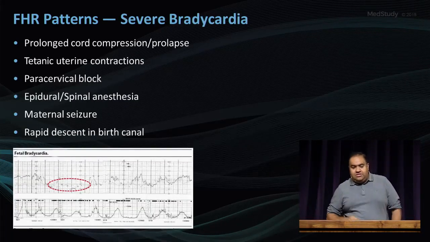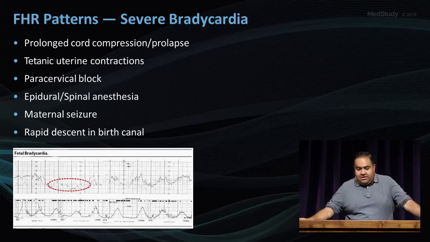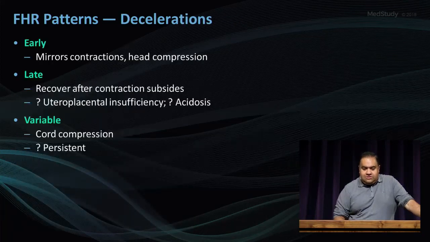Severe bradycardia, you'll see in prolonged cord compression and prolapse, tetanic uterine contractions, paracervical blocks, maternal seizures, or rapid descent in the birth canal. This can be very scary, both for OB and for family. So let's talk about decelerations. There's early, late, and variable.